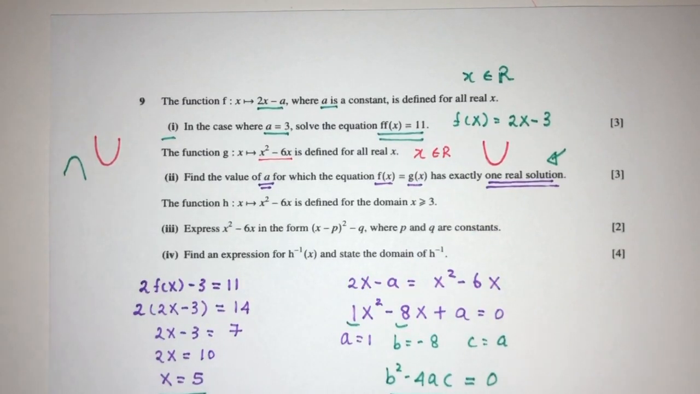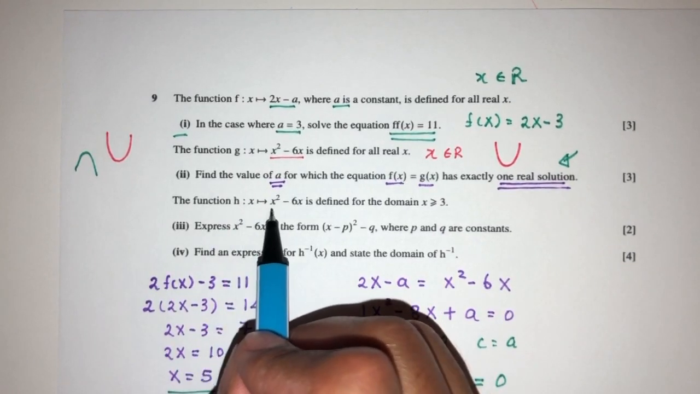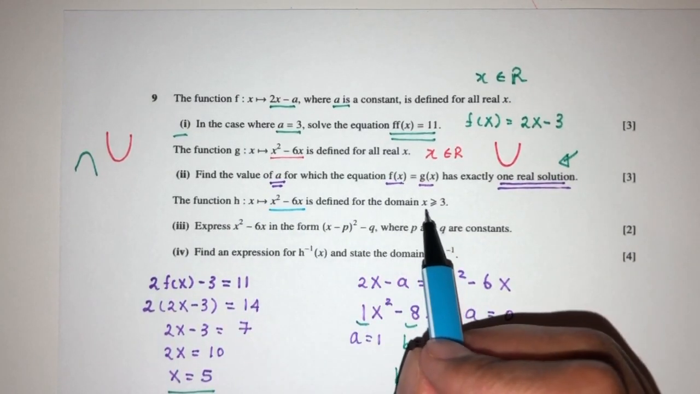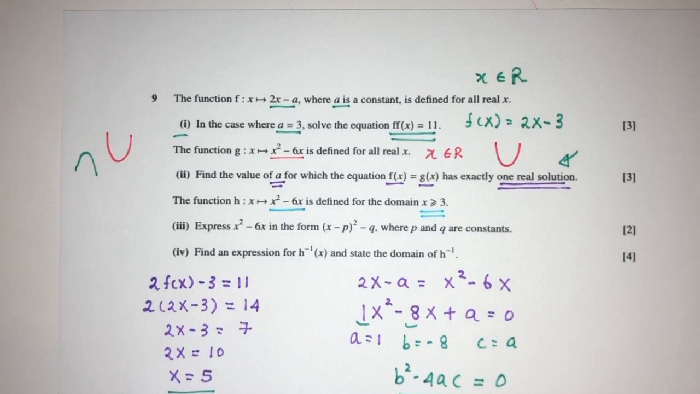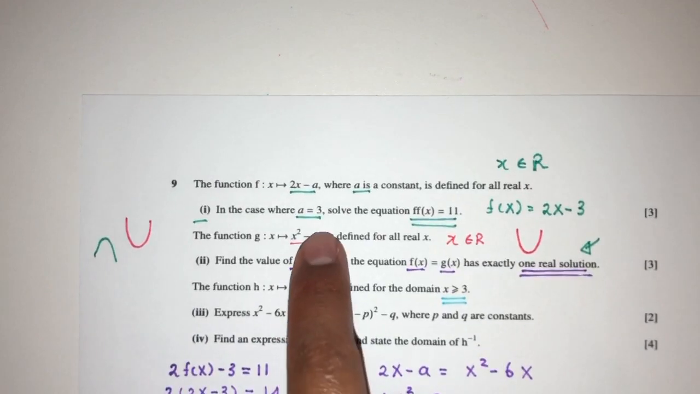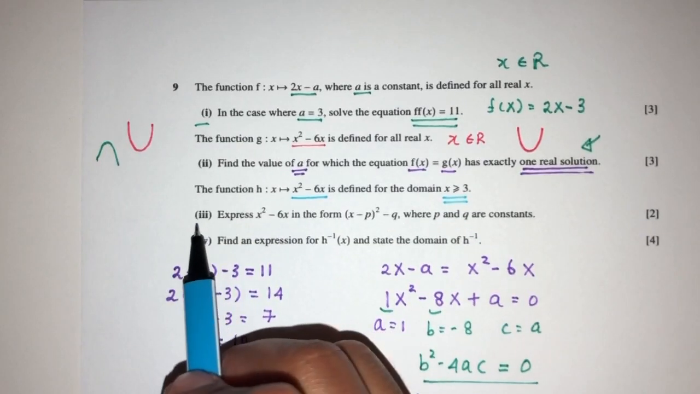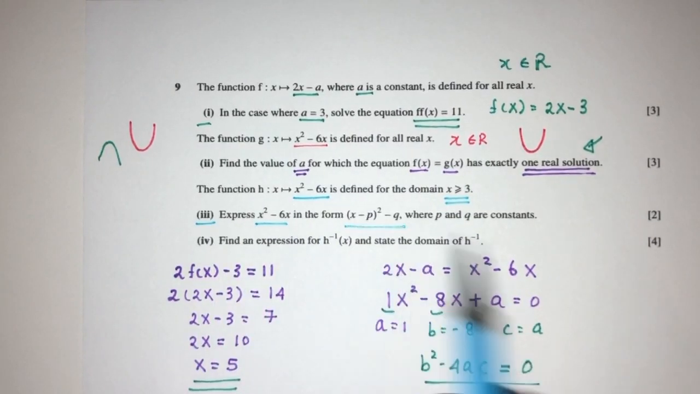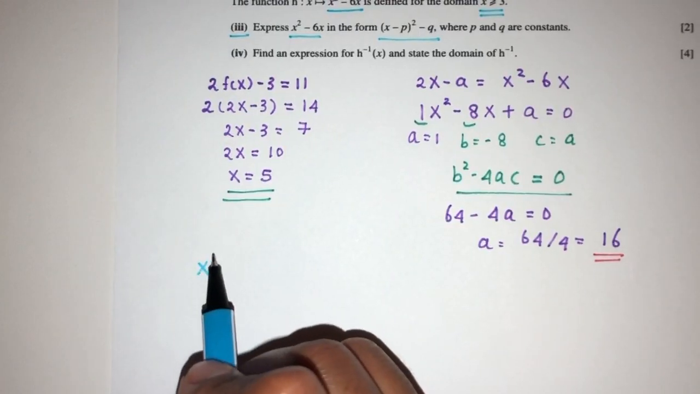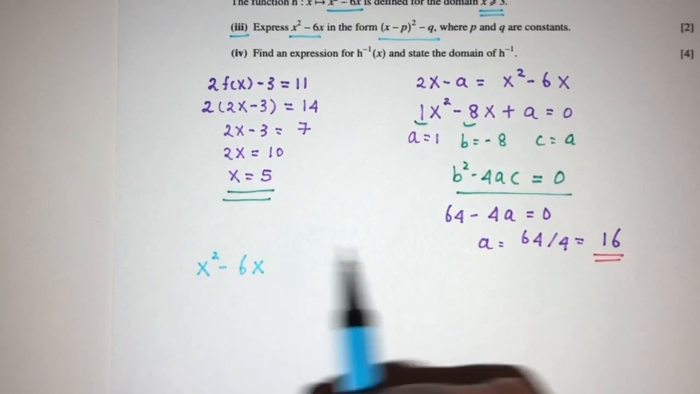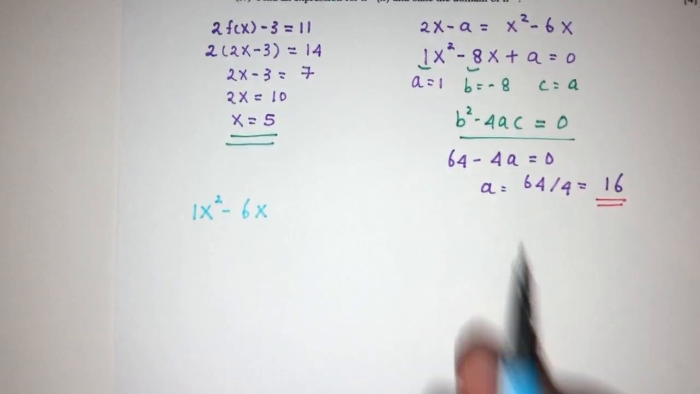Now for part 3, the function h, this is defined for domain of x more than 3. Good to know. So it means that h is only defined when x is more than 3. Now you realize that this and this are the same equation. But anyways, first thing first, express this in the form of this. So pretty easy. We have this. Because it is 1 here, I can proceed to the next step.